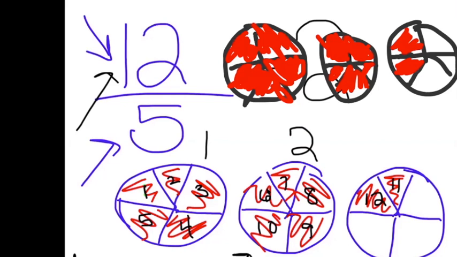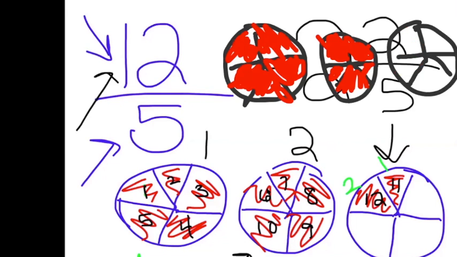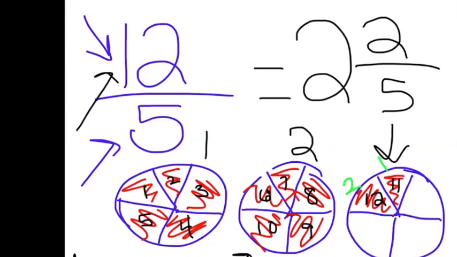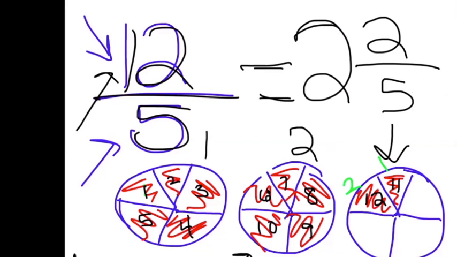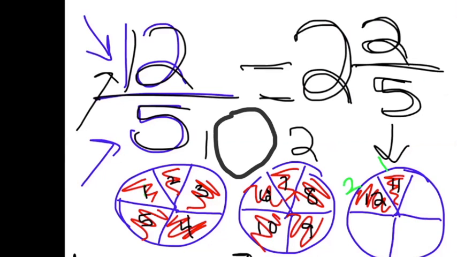Okay, Josie, now what do I have left over? You have 2 fifths left over. 2 fifths, right? Over here, we have 1 fifth, 2 fifths that are shaded. So, can we say 12 fifths is equal to 2 and 2 fifths? Thumbs up if you feel great about this.